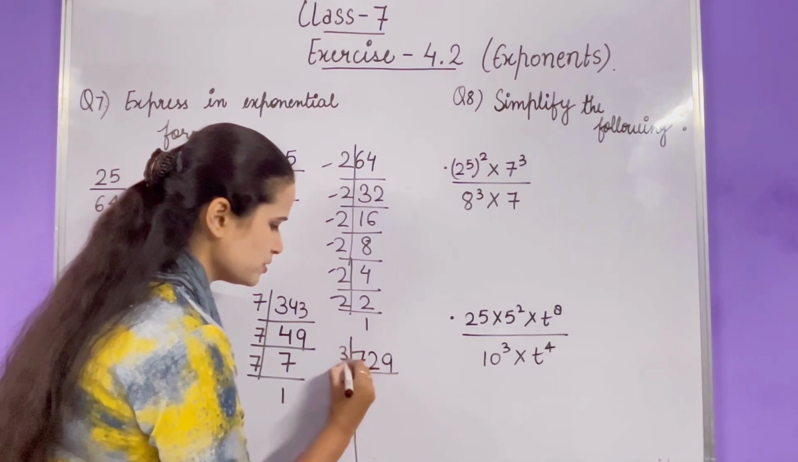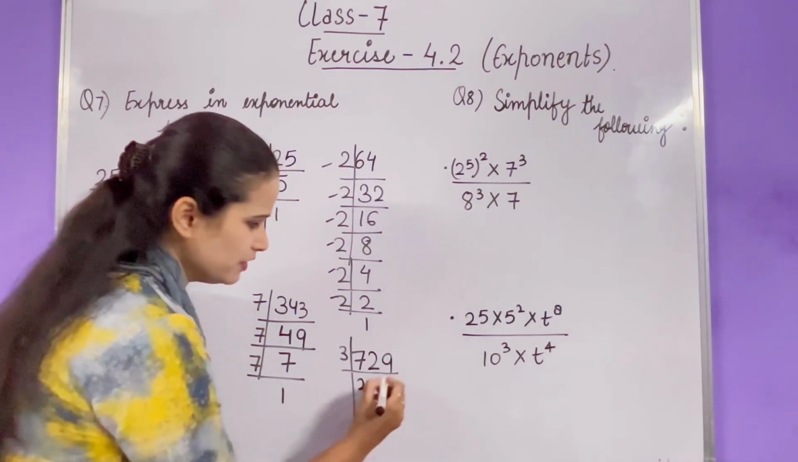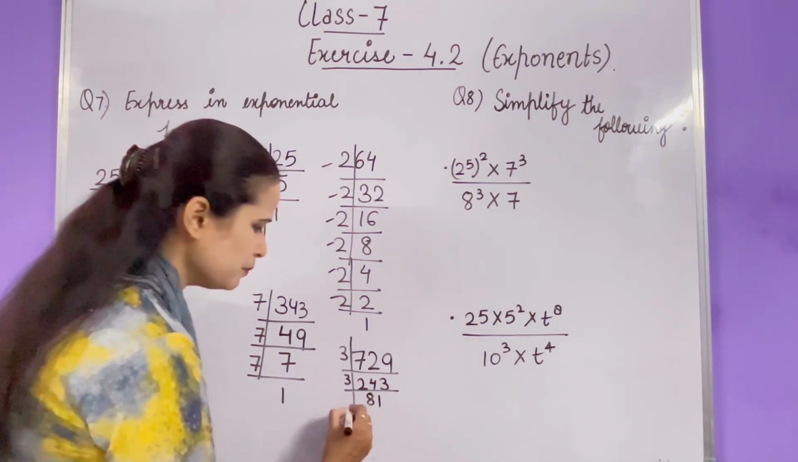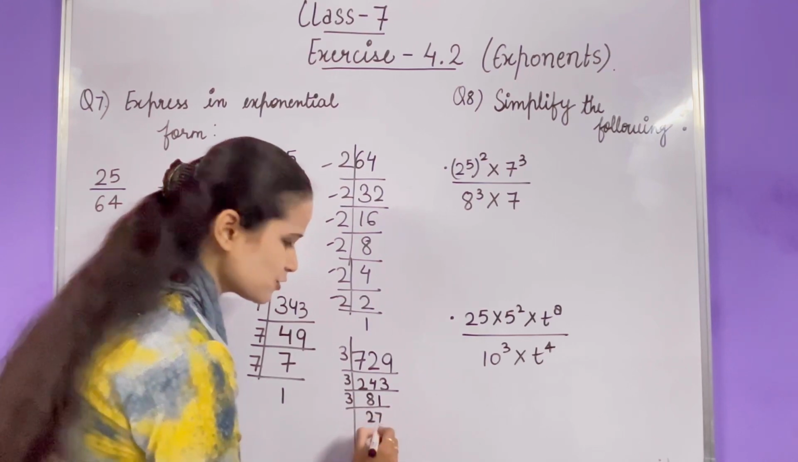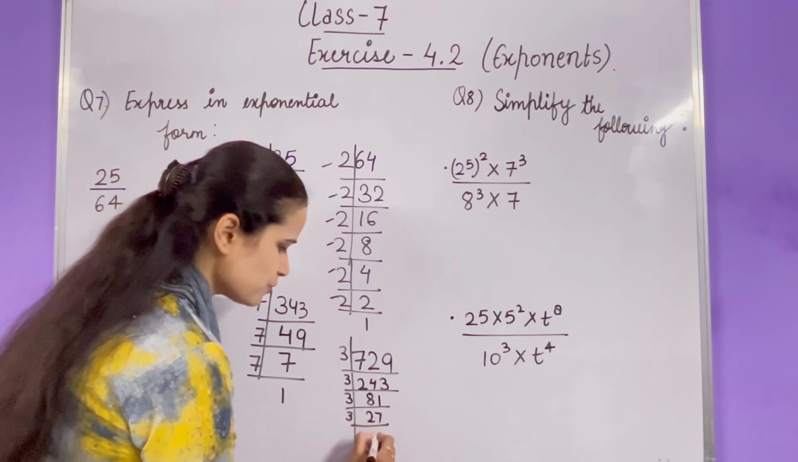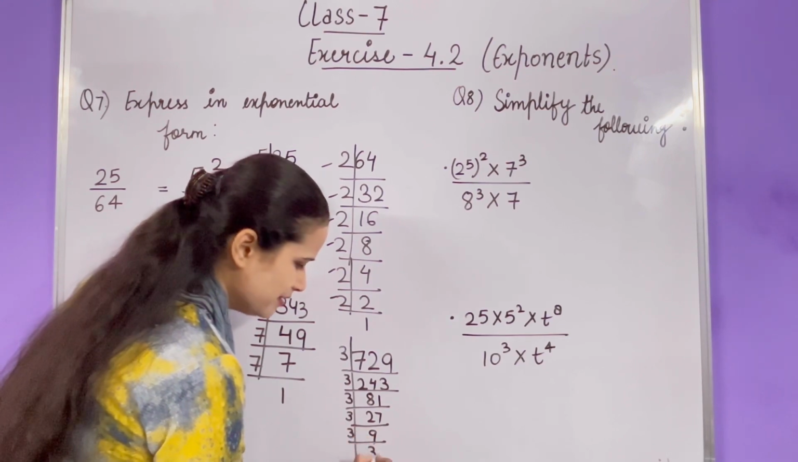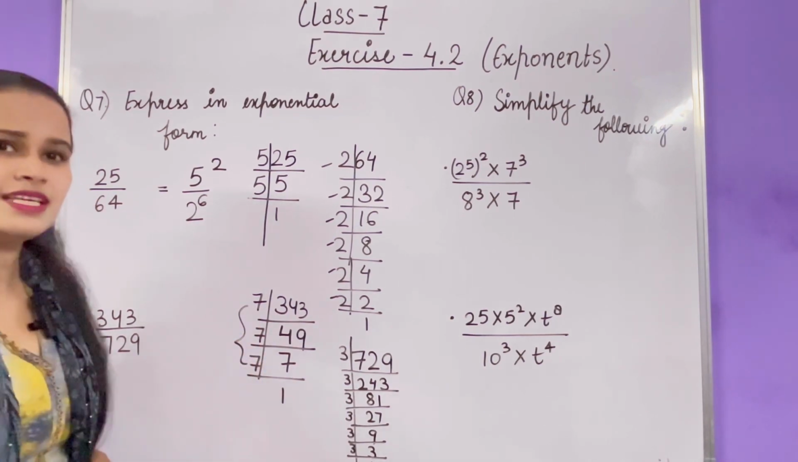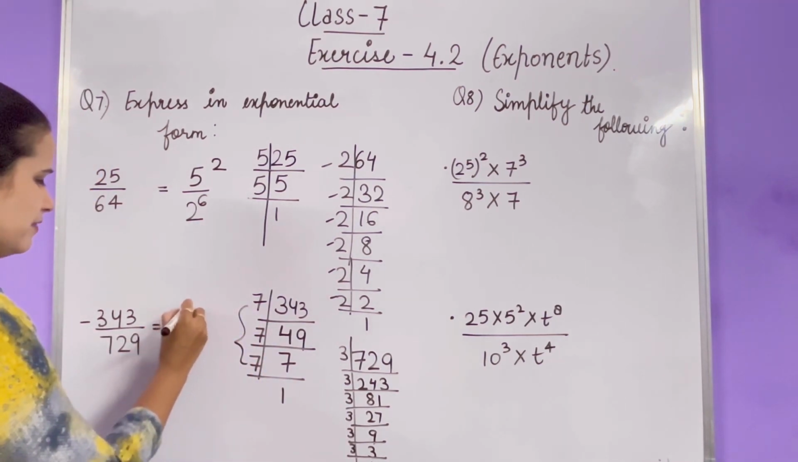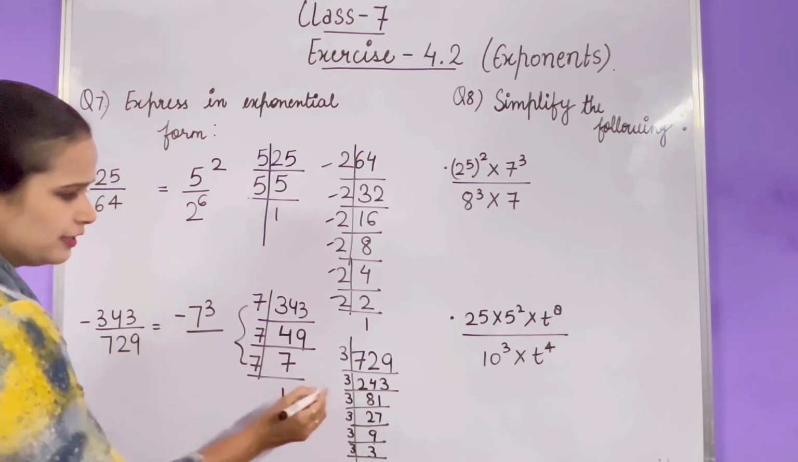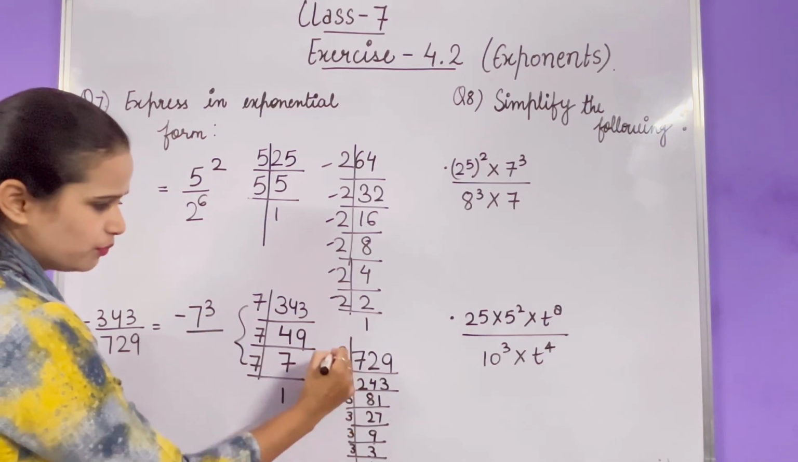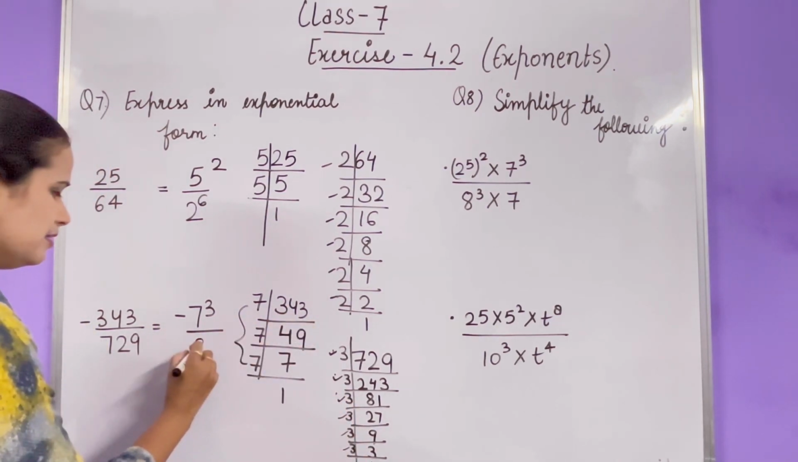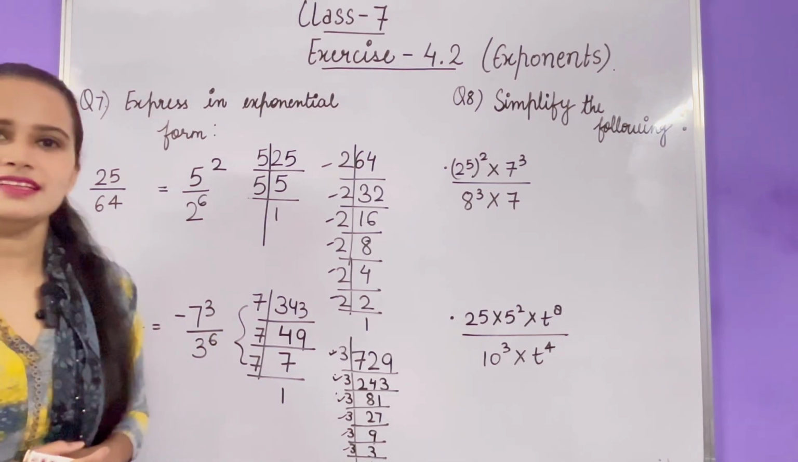So we will write 3 2s are 6, 3 4s are 12, 3 3s are 9, 3 8s are 24, 3 1s are 3, 3 2s are 6, 3 7s are 21, 3 9s are 27. Then 3 3s are 9. Then 3 1s are 3. So see, 7 is coming how many times? 3 times. So we will write 7 raised to the power 3. And in the denominator, 3 is coming 6 times. So we will write it like this.